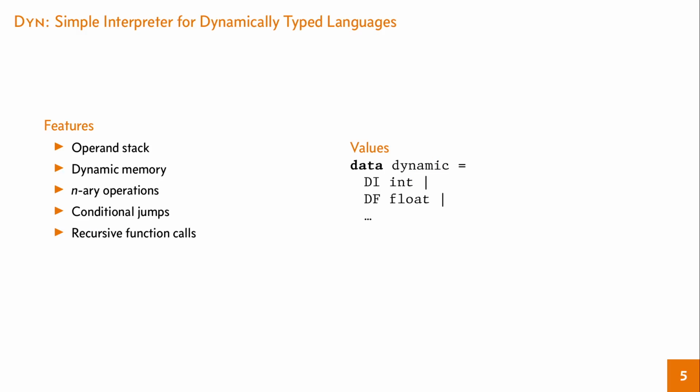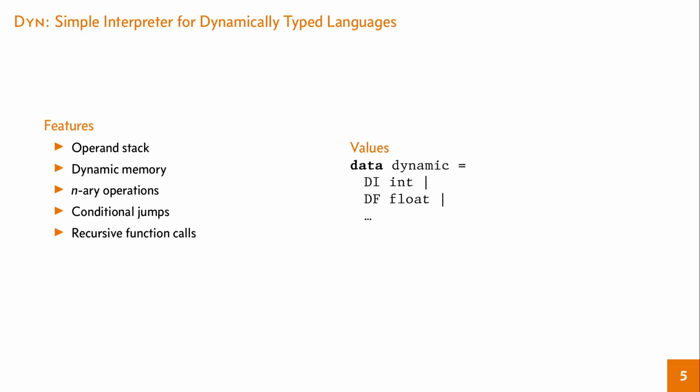So let's start with DIN, which is a simple stack-based interpreter for a dynamically typed language. It supports the most representative features of mainstream bytecode languages. It has instructions to manipulate the operand stack, load values from dynamic memory, and store them back. It supports an arbitrary number of n-ary operations, which could be anything from basic arithmetic to string manipulation, or really anything that a concrete implementation wants to natively support. For control flow, there is support for conditional jumps, function calls, and arbitrary recursion.